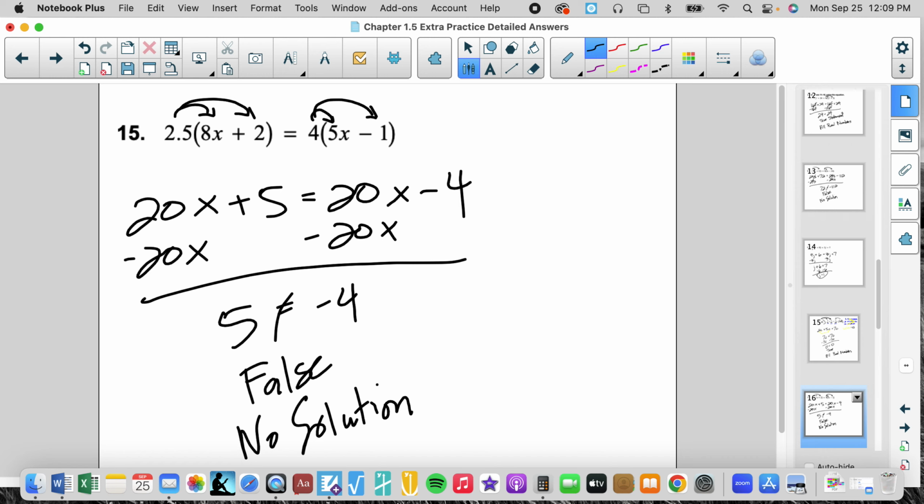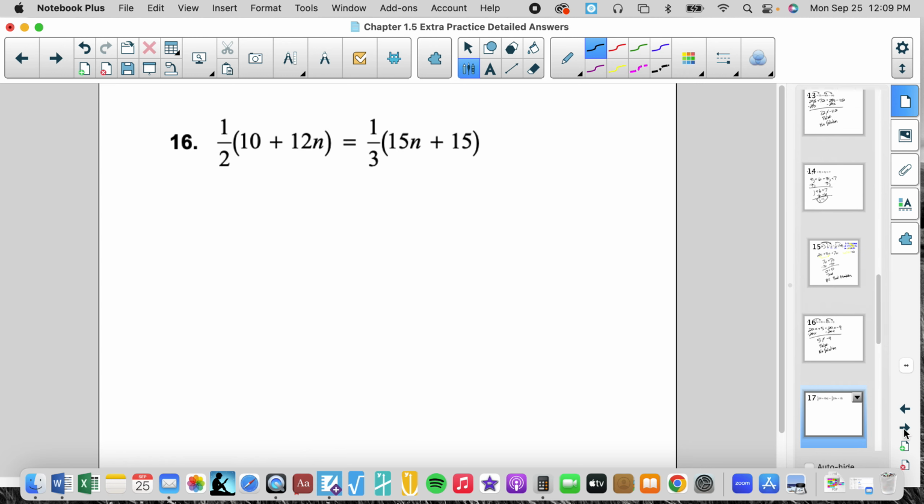I must write no solution. I cannot just write false. False doesn't mean anything. It's just speaking specifically to that number statement. I need a solution. And my solution is there is no solution.